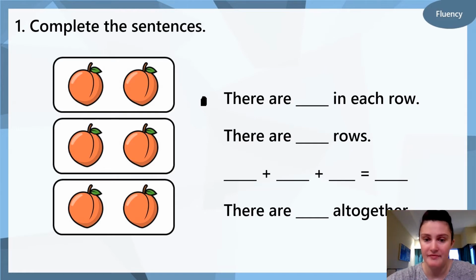Okay, next we have to see how many rows there are. So we can see here's a row, and here is a row. How many rows are there? Underneath your first sentence, I want you to write the second sentence here. There are blank rows, and fill in the answer. Make sure you're doing nice, neat handwriting as well.